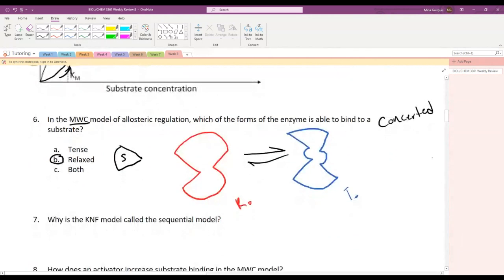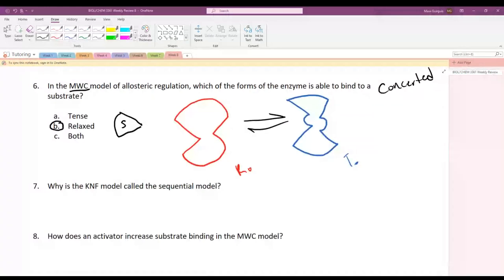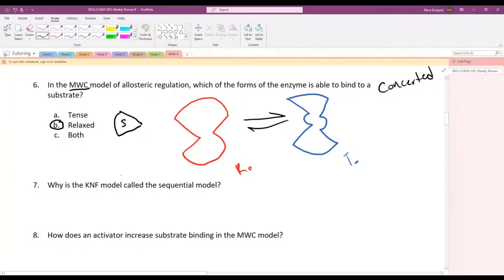Okay? So let's talk about it with respect to number 7 and the sequential, the idea that this KNF model is sequential. So the KNF model basically says, and this one is a little bit hard to draw, but we're going to kind of use similar notation.